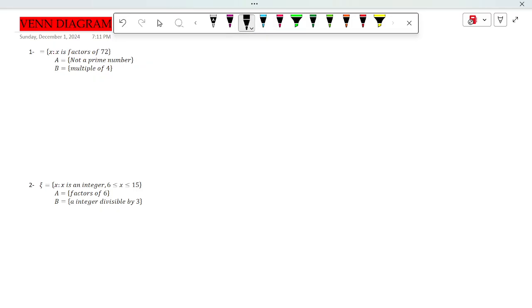First of all, you need to know this is called universal set. Universal set means everything inside your set that belongs to your set.